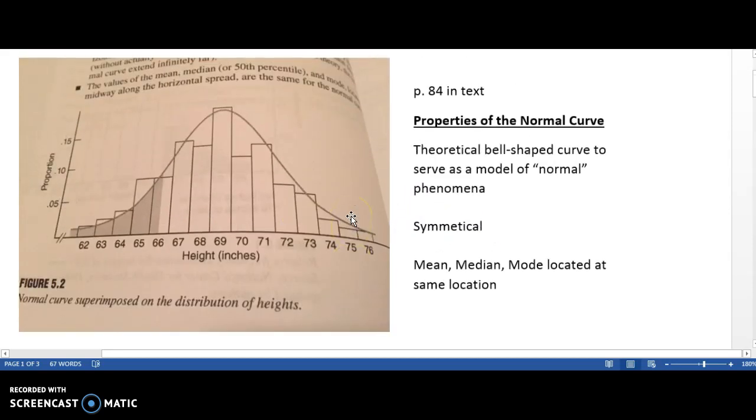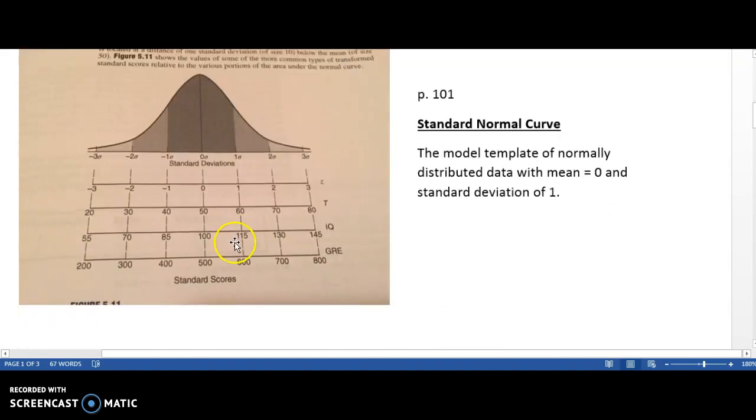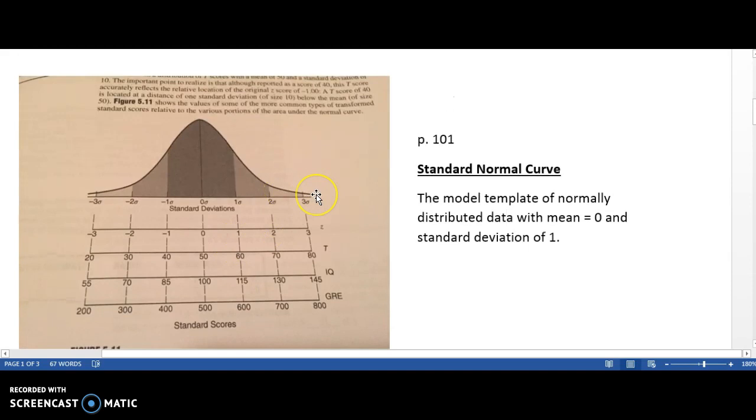Also to understand with the normal curve is that the mean, median, and mode are all located about the same area right here in the middle. Later in the chapter, there's a chart that I think is very valuable. And this is back on page 101.